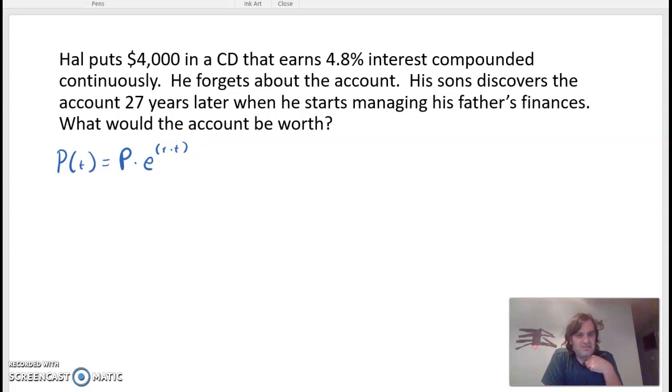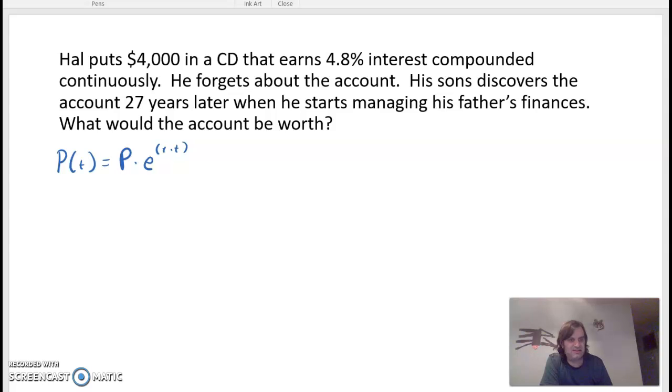So we got a couple practice problems here. Hal puts $4,000 in a CD that earns 4.8% interest compounded continuously. He forgets about the account. His son discovers the account 27 years later when he starts managing his father's finances. What would the account be worth?